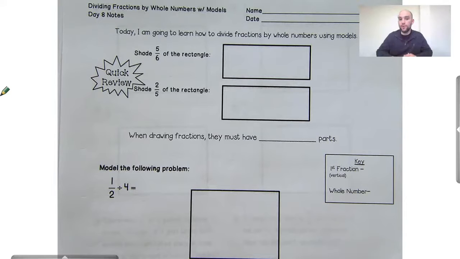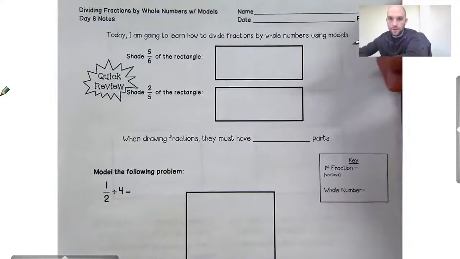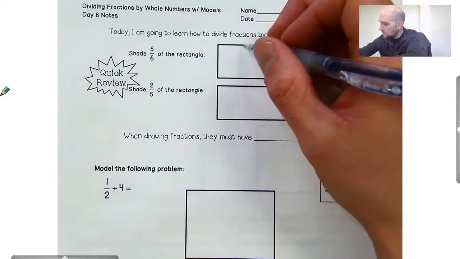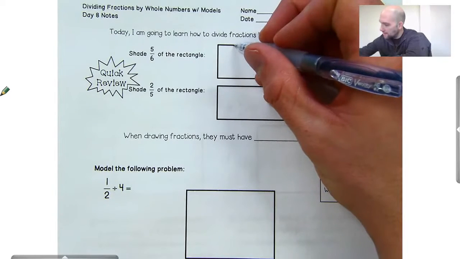In our quick review section today, it tells us we need to shade 5/6 of this first rectangle and shade 2/5 of the second rectangle. So for the first one, we need to divide our rectangle into sixths. We need 6 pieces all together, which means I'm going to make 5 lines here.